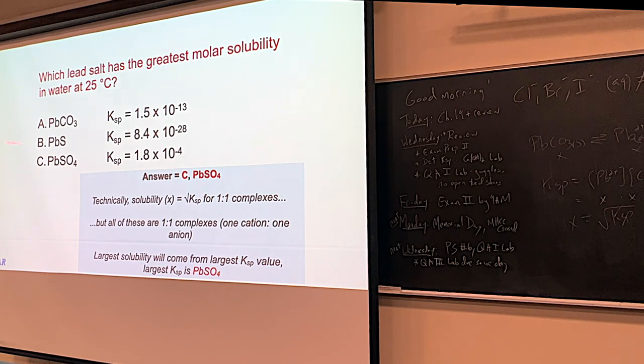This one would have the smallest solubility, so that's the least soluble of all of these three. All of these, we would see as solid if they form, but this one would have the least amount of solid per metal, if you will. Any questions on that?